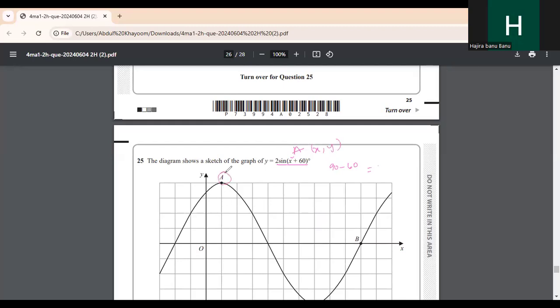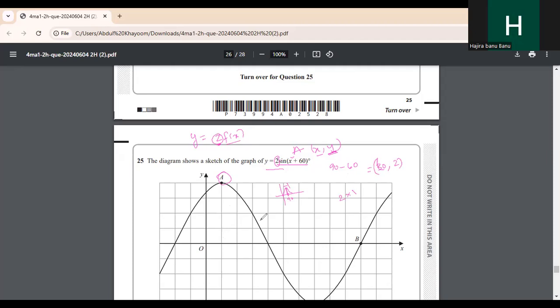Now, point A will be of the form (x, y). So the x coordinate is 30. The question is about y. Because there is a 2 here, I said that when y equals 2f of x, there will be a change in the value of y because 2 is outside the bracket. In the original graph, the y value was 1 for the 90 degree angle. So in this graph, the y value will be 2 times 1, so it will be 2.